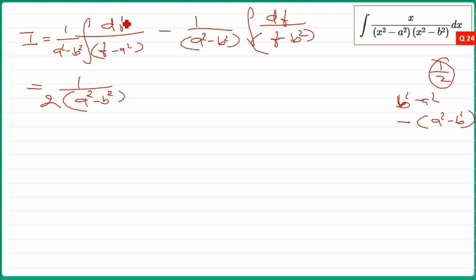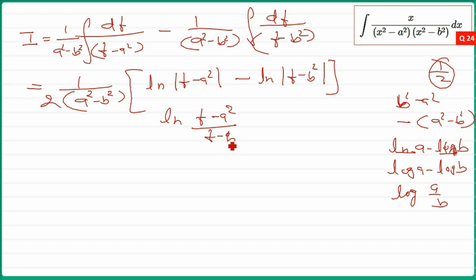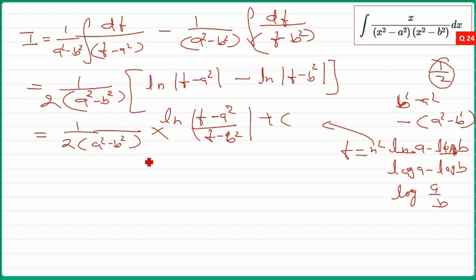1 by 2 have also integrated, and dt by (t minus a) square is simply log modulus of t minus a square. Then you have a negative sign, again ln or log base e, modulus of t minus b square. This log a minus log b is what? Log a by b. So log base e or ln a by b is (t minus a) square divided by (t minus b) square. This property of log you already know. So log of (t minus a) square by (t minus b) square will be formed plus a constant of integration. So 1 by 2(a square minus b square). Now initially t was taken as what? Remember, t was x square. Now just replace this and the final answer will come.